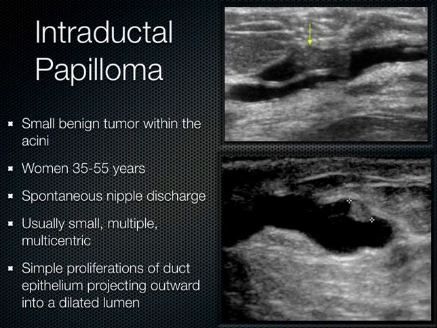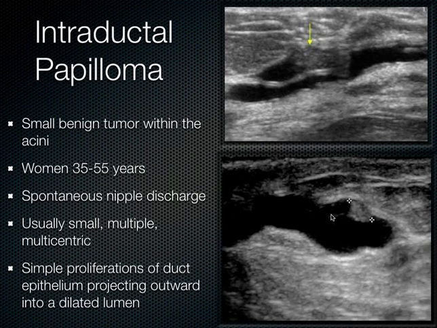And if you get a mammogram on these patients, it looks like there's a raspberry-like lesion on the mammogram. And these can often grow in size and become palpable. And it's actually a benign tumor within this acini, in women aged 35 to 55 years old. And sometimes they're small, but they can be multiple with multiple focal areas to them. It's basically just a proliferation of the duct epithelium that projects inwards into a dilated lumen. We can see that again over here.